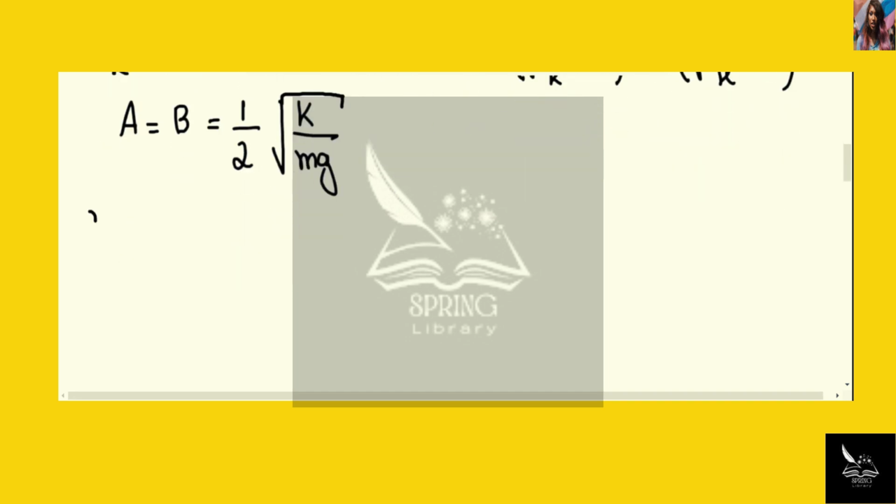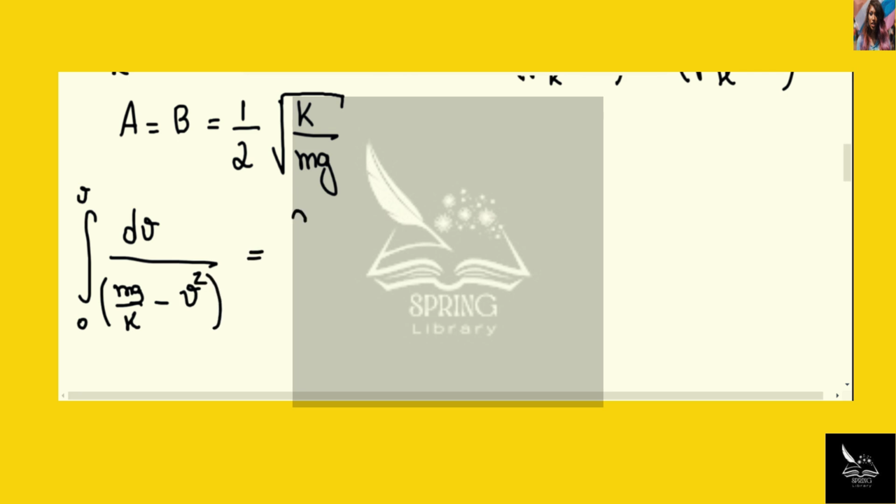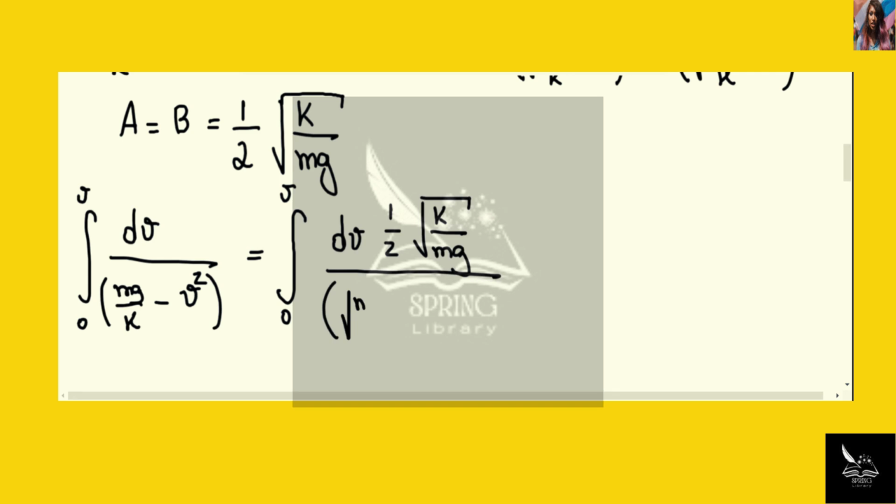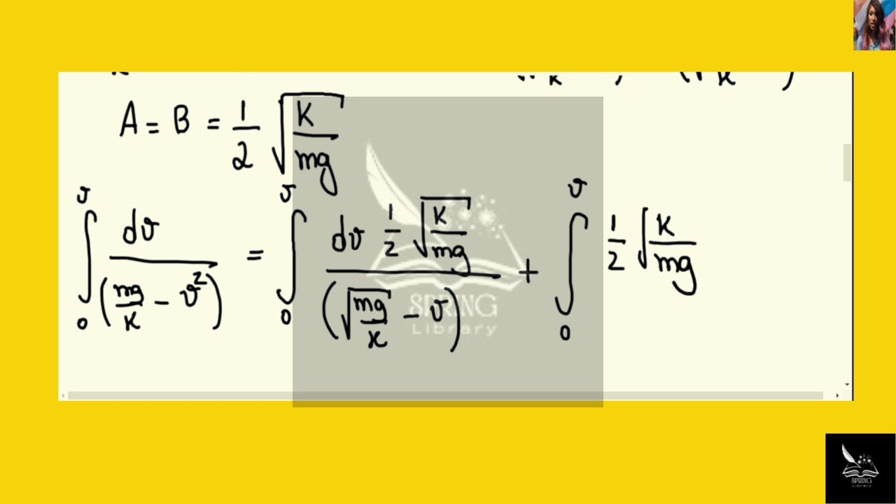So we have that the integral from 0 to v of dv divided by mg over k minus v squared is equal to the integral from 0 to v of dv times 1/2 times the square root of k over mg, divided by the square root of mg over k minus v, plus the integral from 0 to v of 1/2 the square root of k over mg dv divided by the square root of mg over k plus v.